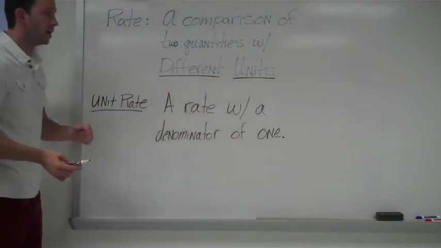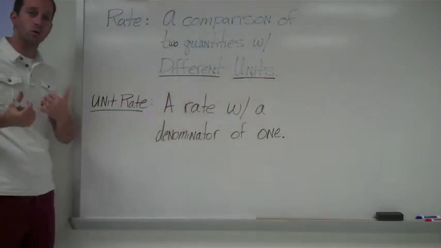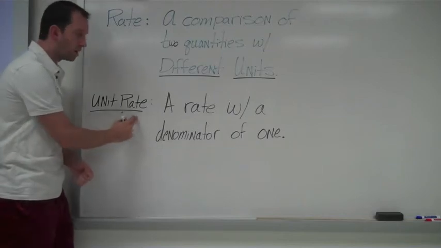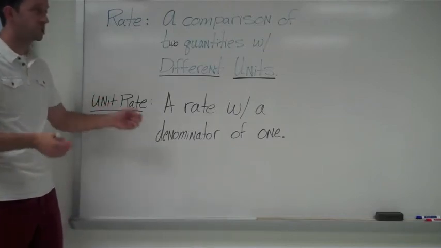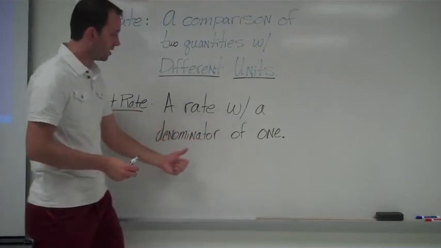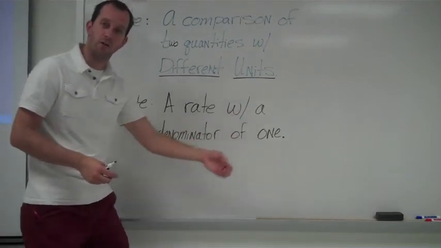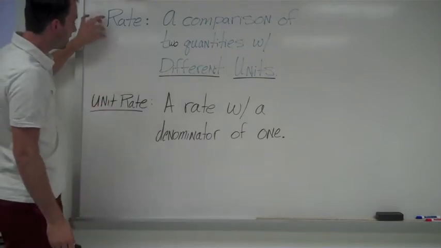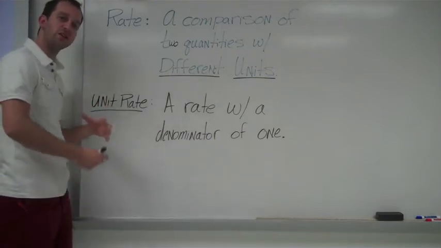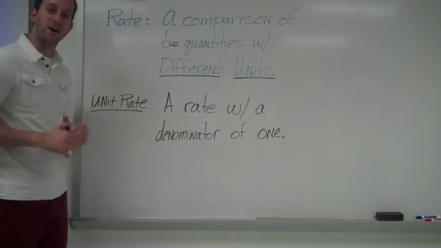Different units. Usually in 7th grade, the rate that we work with the most is a unit rate. And a unit rate is even a specific kind of rate. A rate with a denominator of 1. That's what we talked about today. We are going to be practicing changing our rates into unit rates and then using that unit rate to find something.